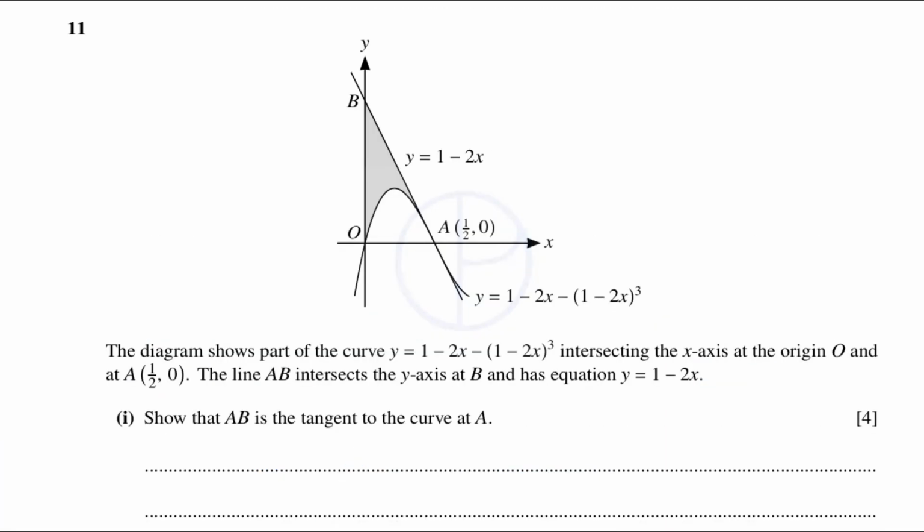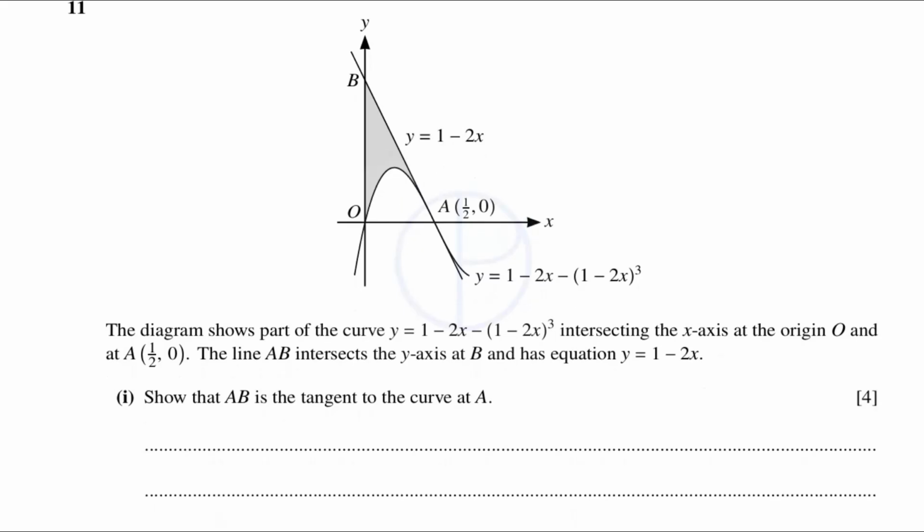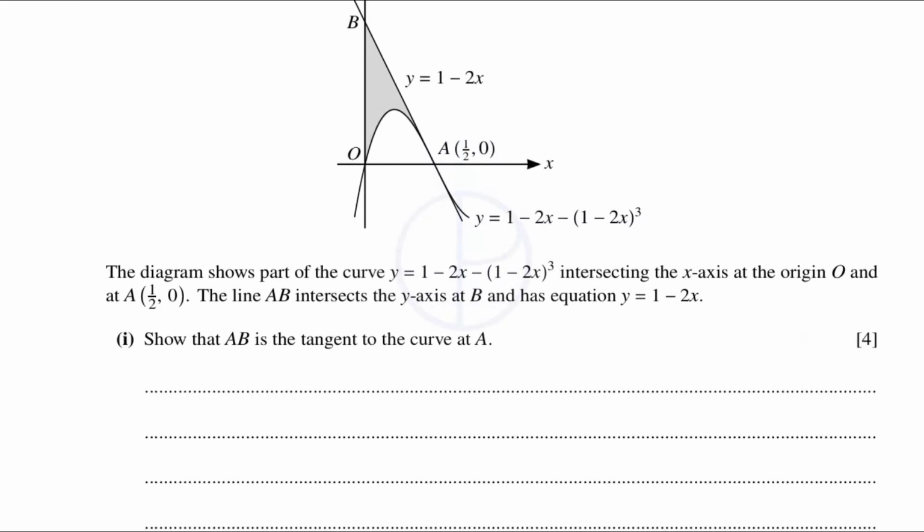The next question is question number 11. The diagram shows part of the curve and the line AB. Show that AB is the tangent to the curve at A. So we need to prove the line AB is the tangent to the curve at A. Let's prove that by finding the equation of the tangent of the curve at A. If both are equal, then AB is the tangent. Okay, let's find out the equation of the tangent.